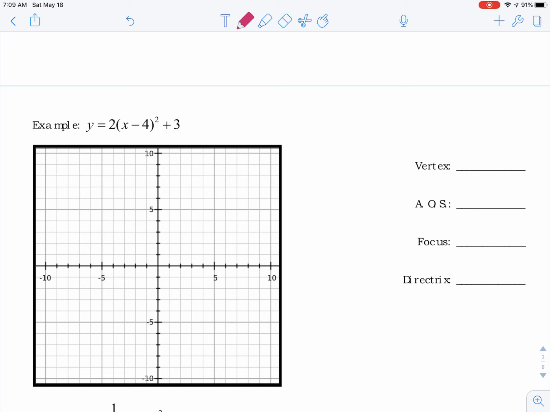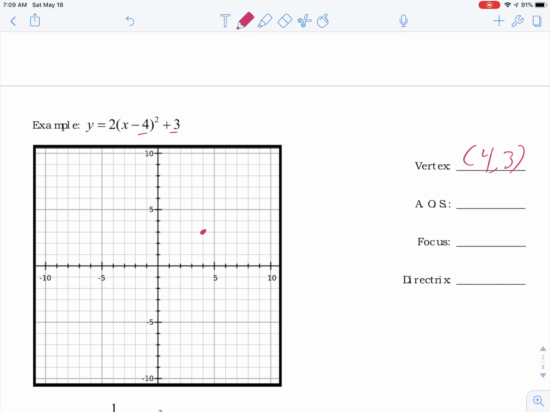This is a quadratic in vertex form, so you should know the vertex is just your h and your k, or if you're thinking about it in terms of transformations, if your parent quadratic has its vertex at 0, 0, and then we're moving it 4 units to the right and 3 units up, that's our new vertex. So the coordinates of the vertex are simply 4, 3.